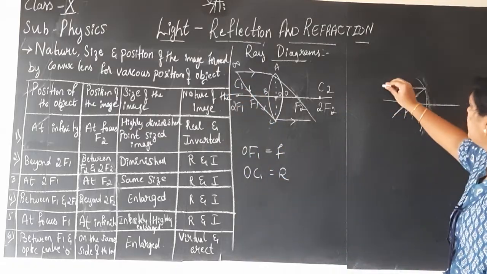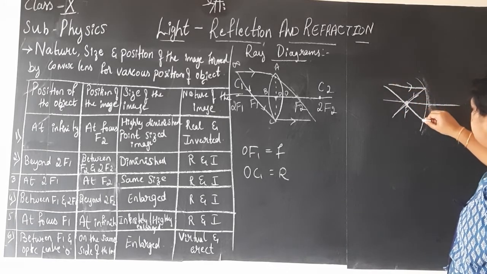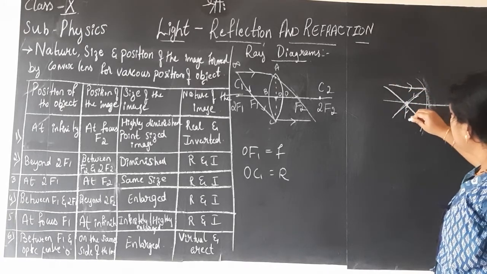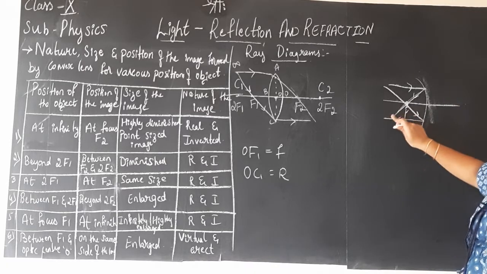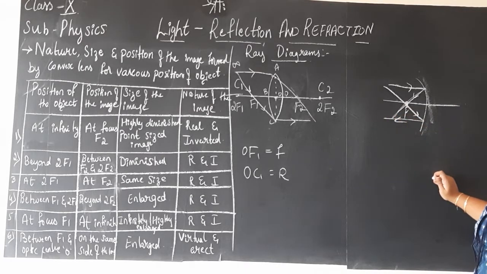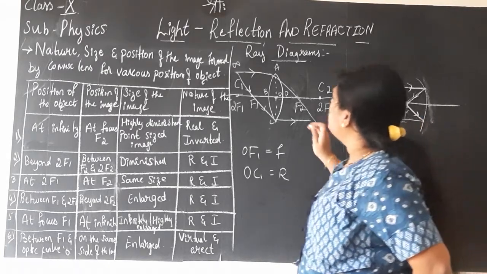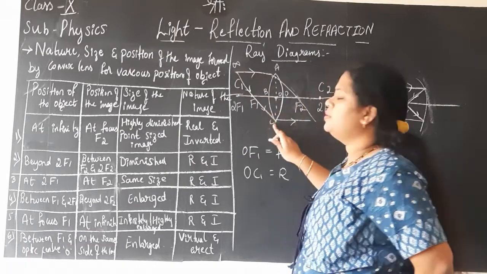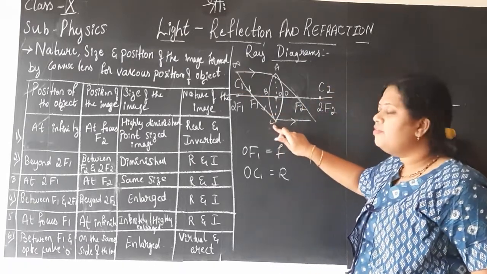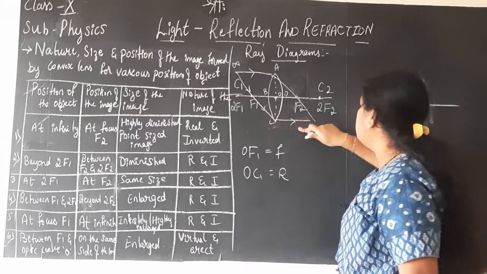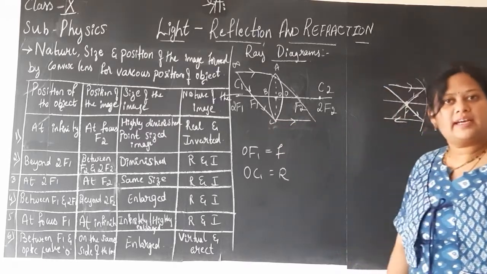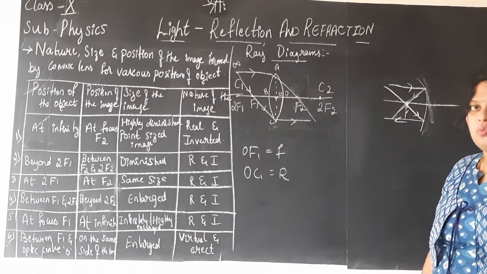If at all a ray of light was passing through the principal focus in a mirror, after reflection it used to emerge parallel to the principal axis, children. We studied. Here also it is saying a ray of light passing through the principal focus of the lens after refraction will emerge parallel to the principal axis. This is point number 2.